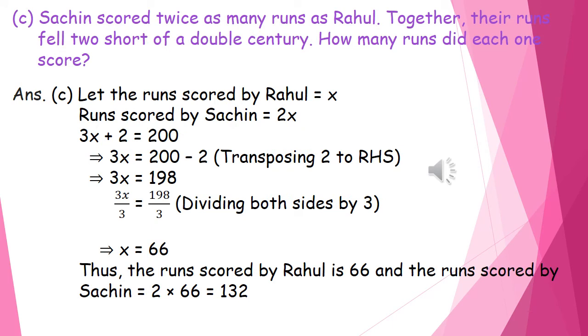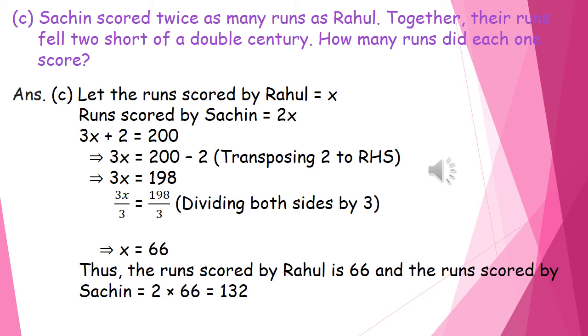Part C. Sachin scored twice as many runs as Rahul. Together their runs fell 2 short of a double century. How many runs did each one score? Let the runs scored by Rahul be x. So runs scored by Sachin is double, 2x.